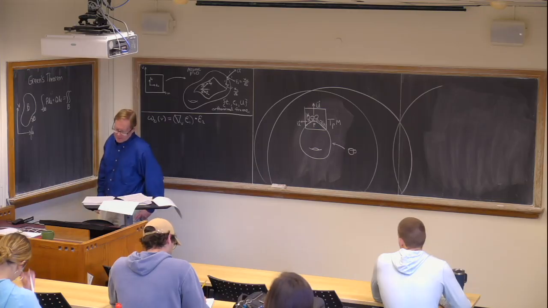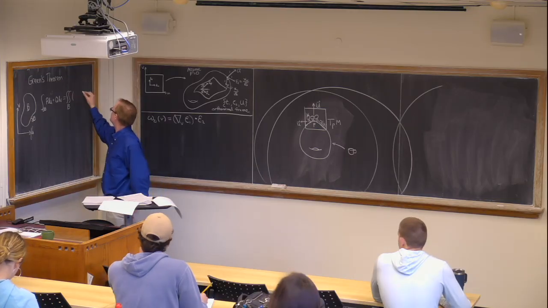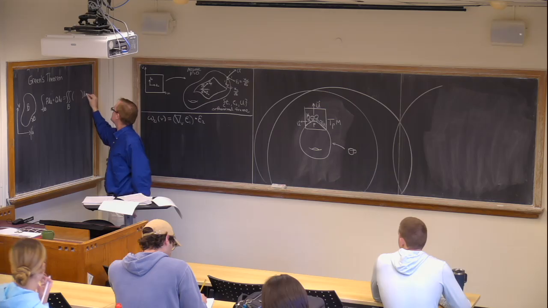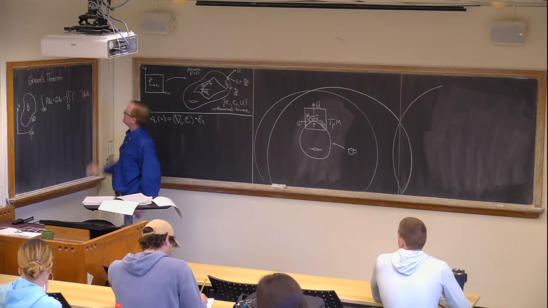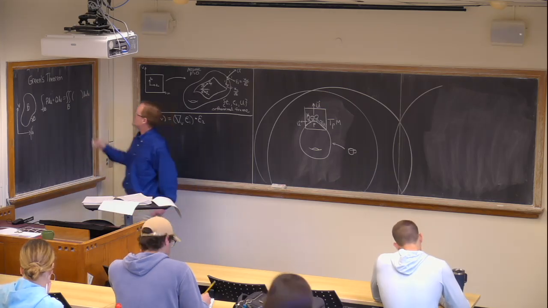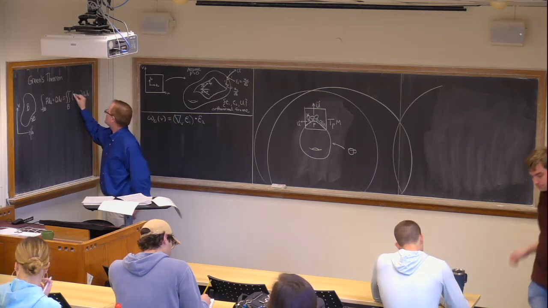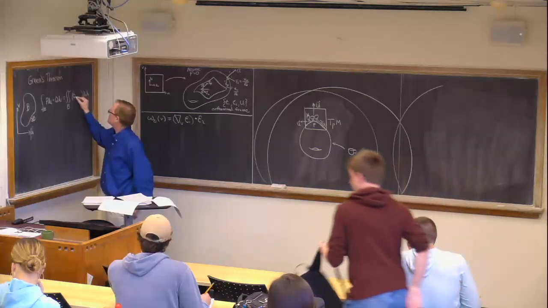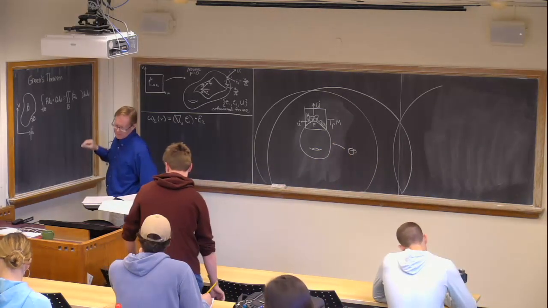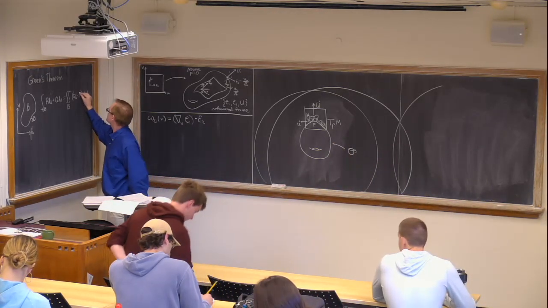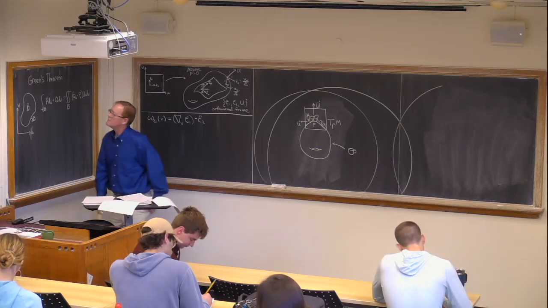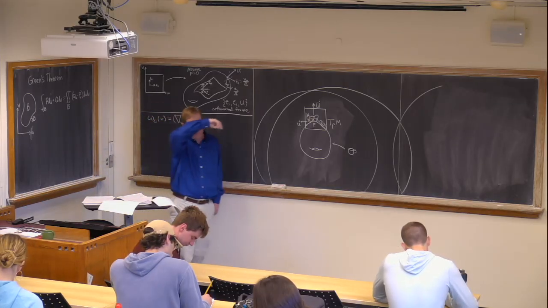And so when you ask, what is the thing that you integrate here? Well, it's something du dv, right? Because that's the thing you integrate to get area. And what it ends up being is the partial derivative of q with respect to u minus the partial derivative of p with respect to v. So that's Green's theorem.